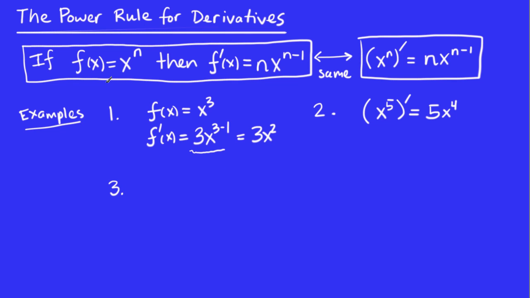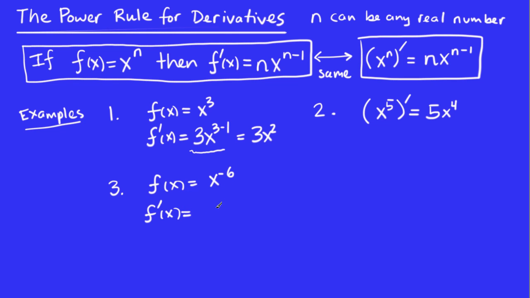Now, you should realize that this formula here, n, can actually be any number, okay? In the examples here, I used 3 and 5, positive integers, but in this formula, n can be any real number. So it could be positive, negative, fractions, decimals, whatever you like. So let's see how that goes when, say, f of x equals x to the power of negative 6. What would be the derivative then?